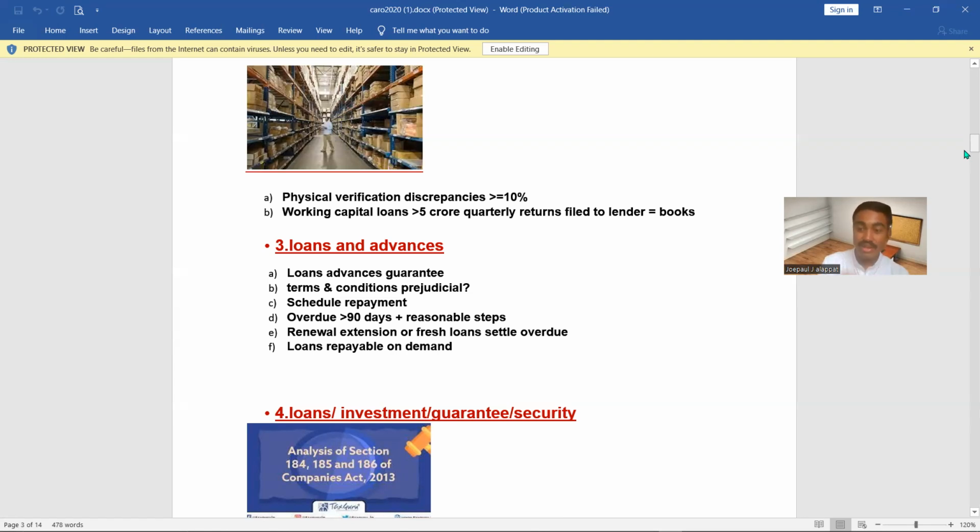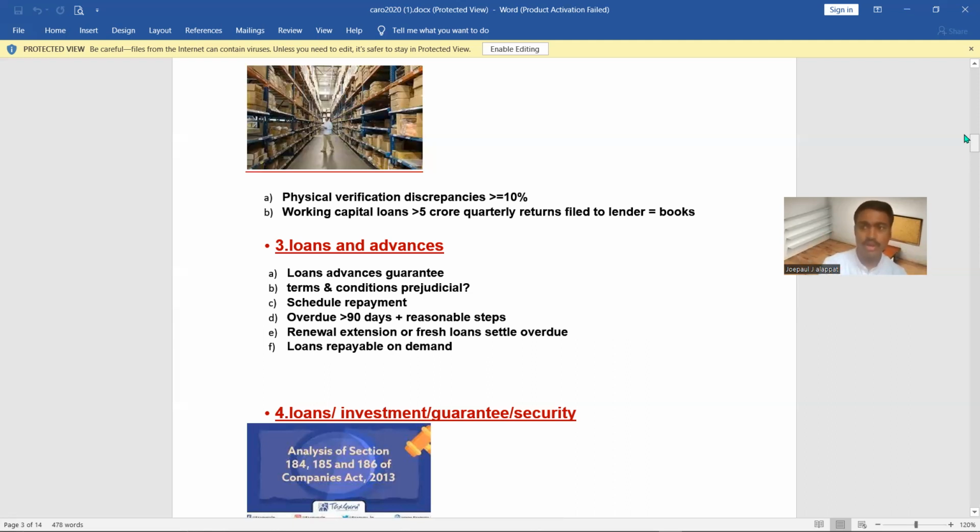Then you have to see whether the company has given any loans which are repayable on demand, that is, demand loans. So let's quickly refresh loans and advances. First point, loans and advances and guarantees given. Then you have to see whether terms are prejudicial. Then what is the schedule of repayment. Then whether overdue more than 90 days is there, and what steps are taken. Then whether there is any renewal or extension, or fresh loan issued to settle existing loans. Then whether there are any loans repayable on demand. That's all, guys. Very simple.